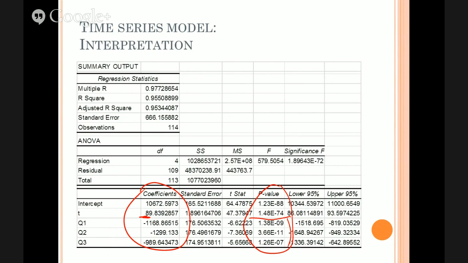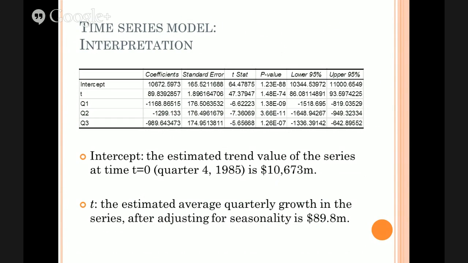That's what the p-values tell you. Now what about the coefficients? What do those numbers actually mean? I've just replicated that part of the output again here so we can see the numbers.